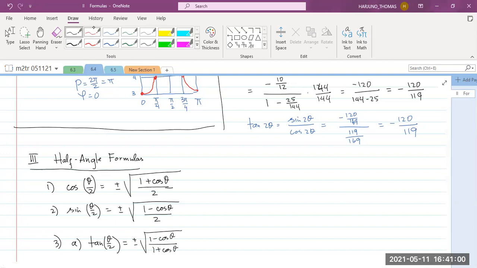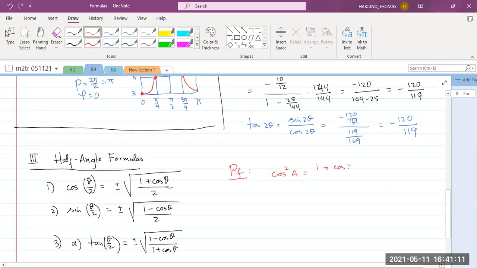The proof actually comes from the power reduction formula. We have known that cosine squared A equals 1 plus cosine 2A over 2, right? If I substitute theta for 2A, then this becomes cosine squared theta over 2 equals 1 plus cosine theta over 2. Does it make sense? And then apply the square root. Therefore, you are done with the formulas.